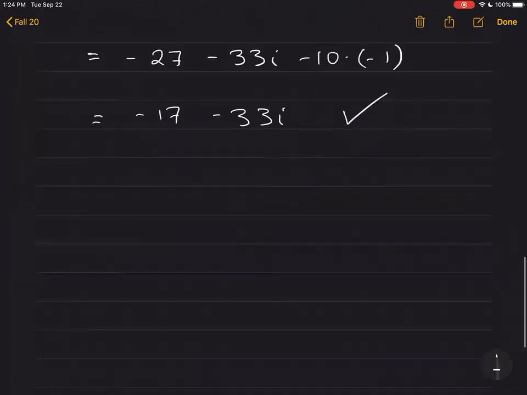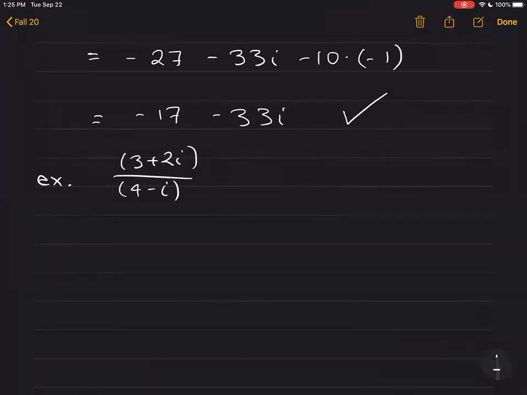So now, the last kind of thing that we're going to be doing with complex numbers is dividing them. So it's important to know how to do that. So let's say we wanted to do 3 plus 2i divided by 4 minus i, right? And so the best way to do this is by making this denominator real.